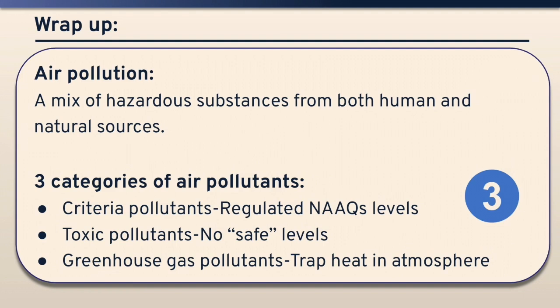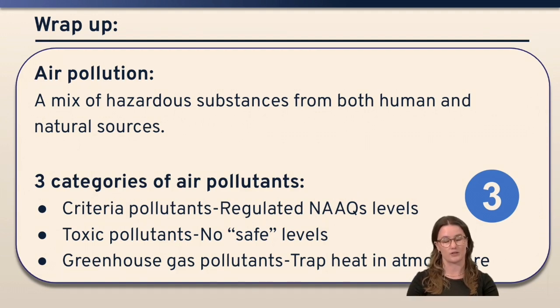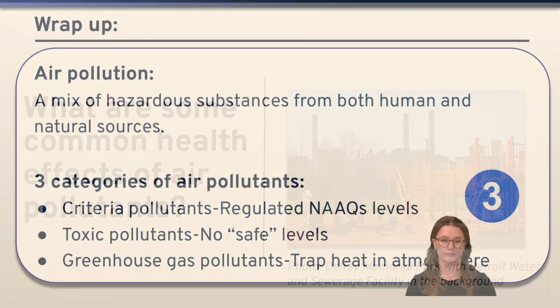To wrap up, we've learned that air pollution is defined as a mix of hazardous substances from both human and natural sources. We also learned that there are three categories of air pollutants: criteria pollutants regulated by the National Ambient Air Quality Standards levels, toxic pollutants that have no safe levels, and greenhouse gas pollutants that trap heat in the atmosphere. In this video, we are mostly focusing on criteria pollutants, ozone and PM in particular. Next, we'll talk about some of the concerning health effects of air pollutants so that we can start to understand how pollution sources and health are related, especially in Detroit.